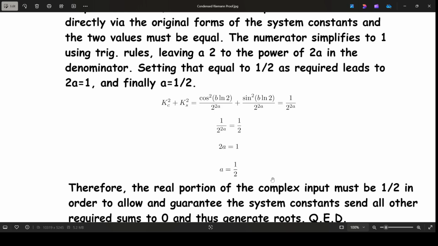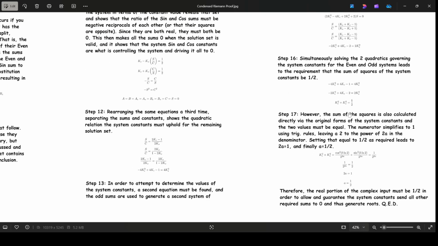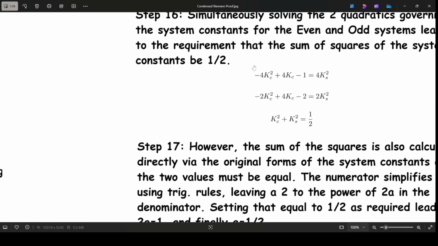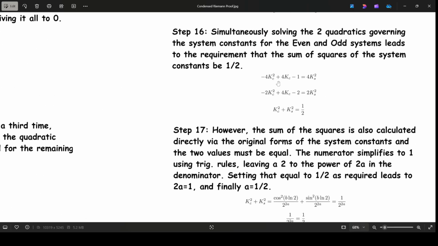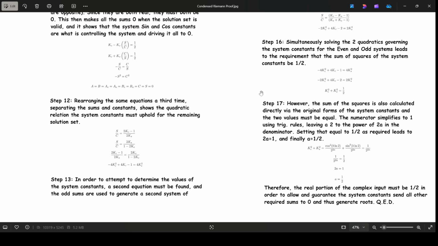And it comes out as the only solution out of the woodwork of all those relationships. But it shows that a is the only possible solution that will allow the sum of the squares to be 1/2. And that's the only possible solution that lets both of these quadratics hold true, which lets our system be true. And there it is.